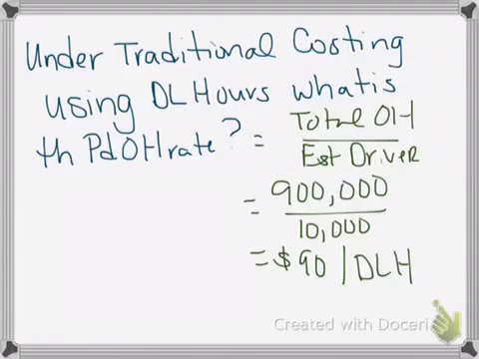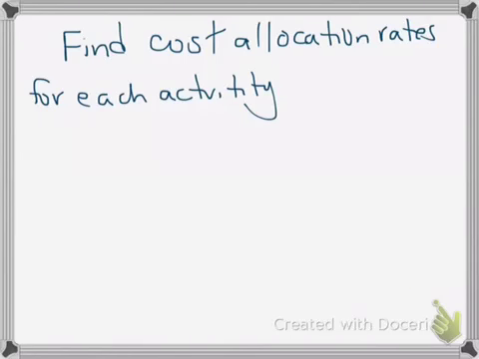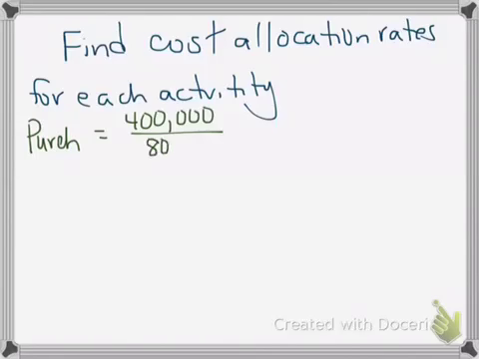The next one, and what the problem's really asking, is to find your cost allocation rates for each activity. So we would look at what the cost is for each activity. For purchasing, our overhead cost is estimated to be $400,000, and our driver, or the allocation base, is the number of purchase orders. We have 8,000 purchase orders that are going to be issued for the year, so we are expecting it to cost us $50 per purchase order.